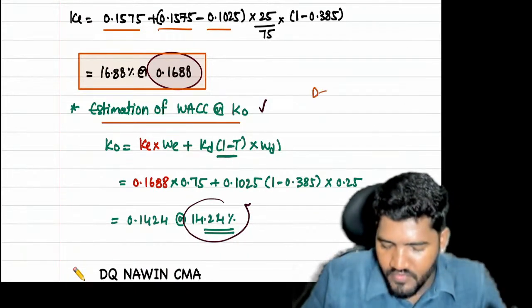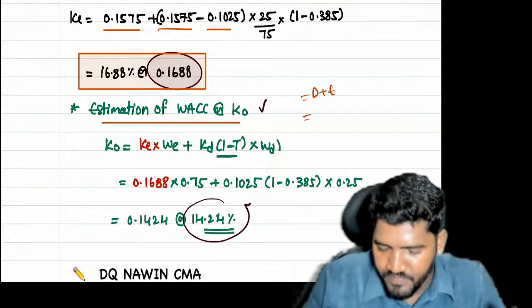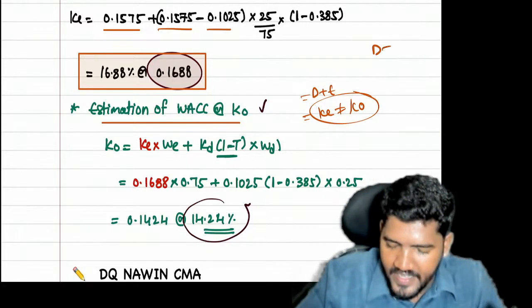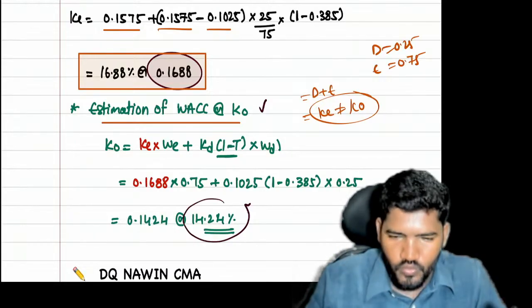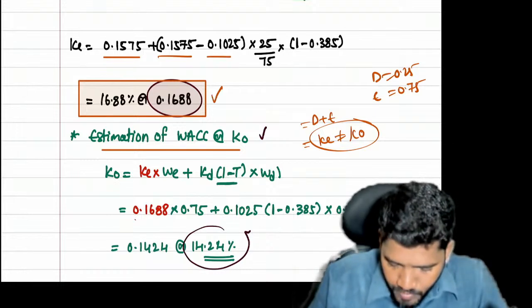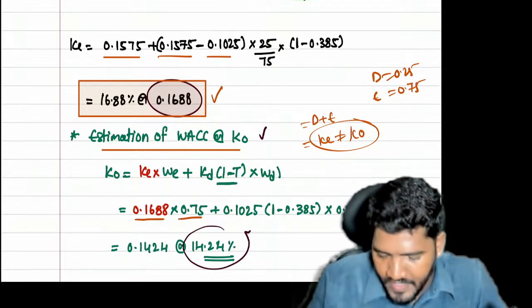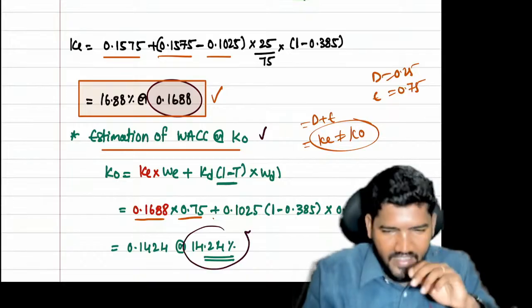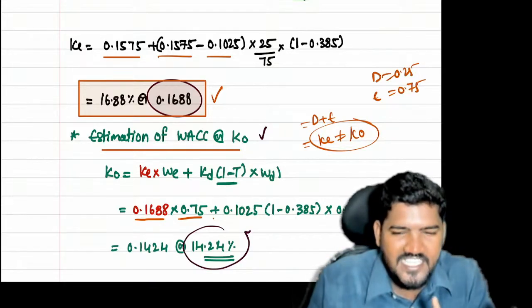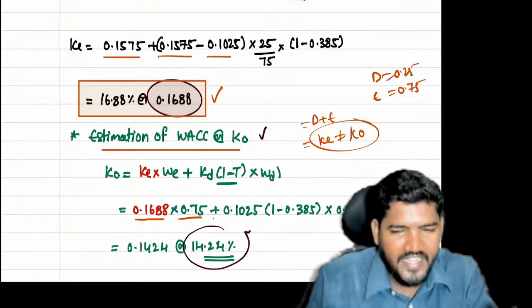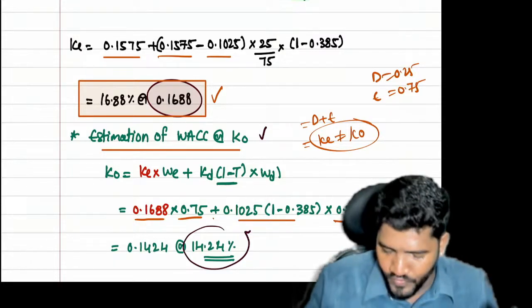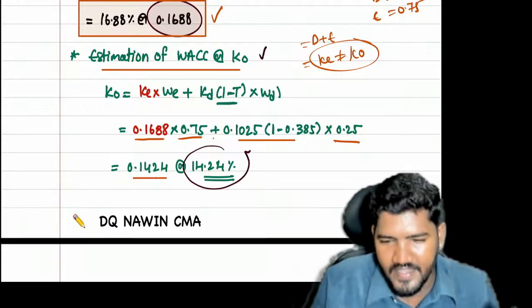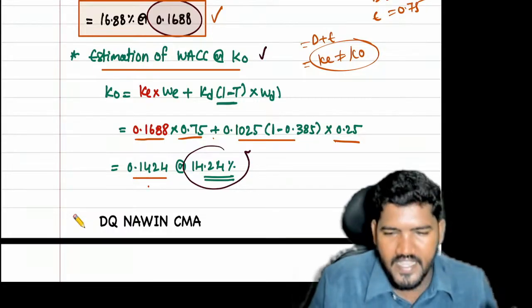Because of debt and equity, KE is not equal to KO. You have to figure it out. The weights they already gave: debt 0.25 means equity 0.75. We already calculated the new KE, so 0.1688 into the weight of equity plus the KD rate they gave, 10.25. It is pre-tax. Unless they specify, you have to assume it is pre-tax if the tax rate is given. So 1 minus tax gives post-tax, into weight 0.25. You will get 14.24%, which is the new KO.